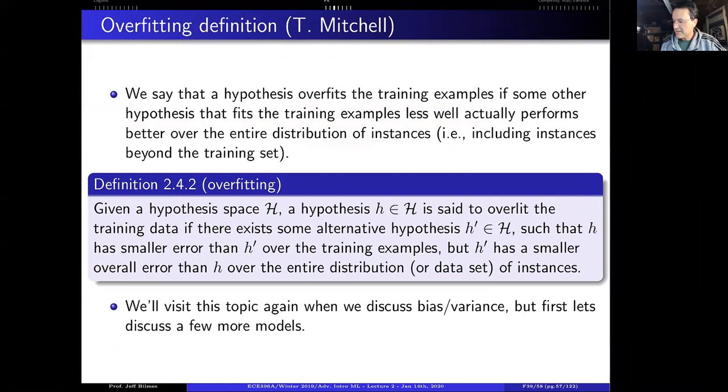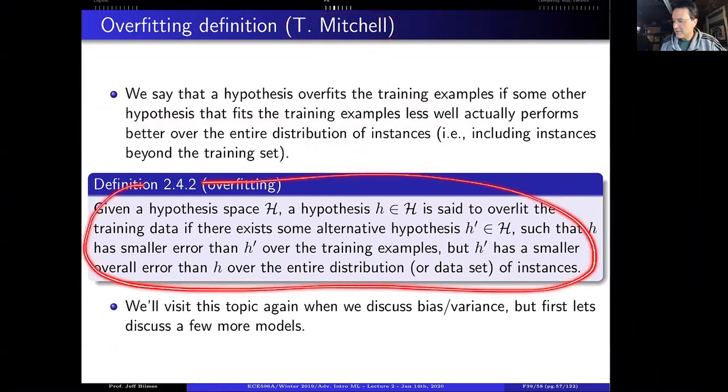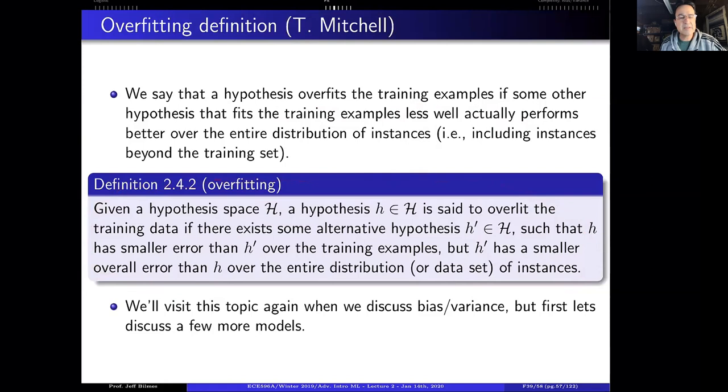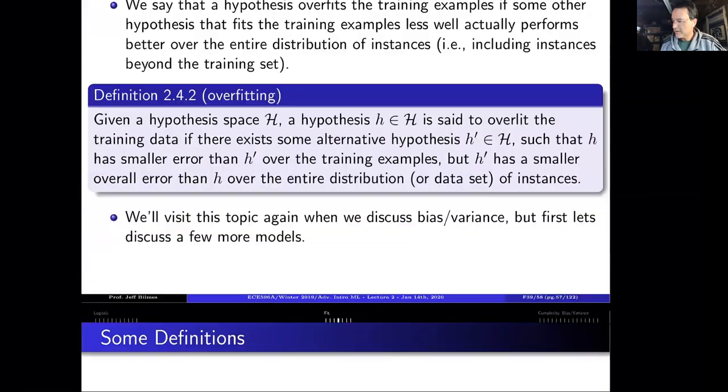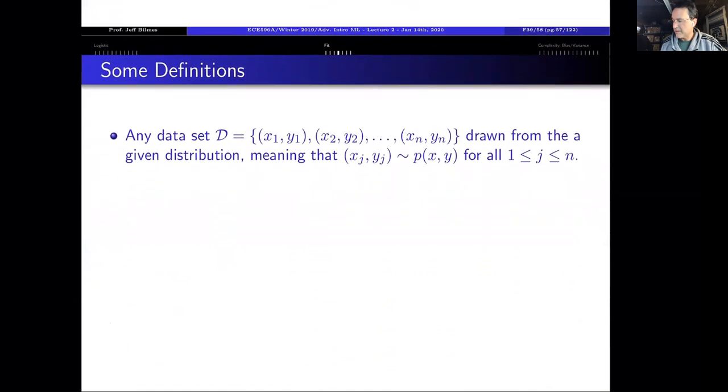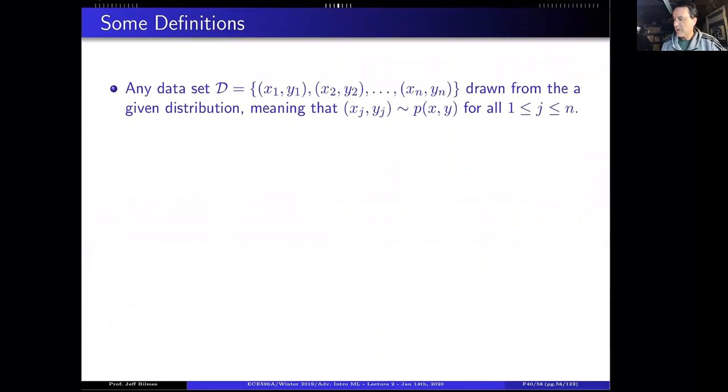And this is actually a definition from Tom Mitchell's book on machine learning. And here's the formal definition. But the write-up I did actually expands upon this and makes it much more explicit. And so we're going to expand upon that in the next couple of slides. And that's going to lead us into our discussion of bias and variance.